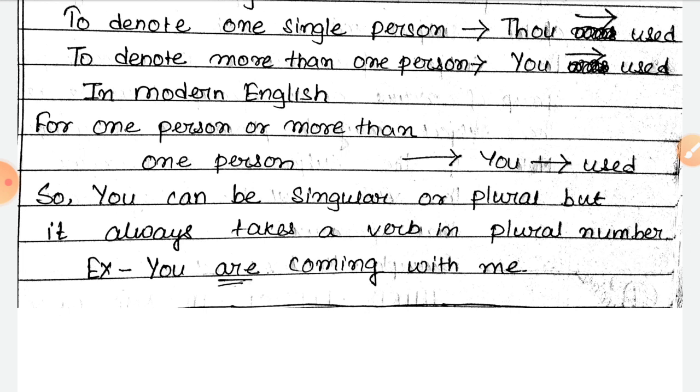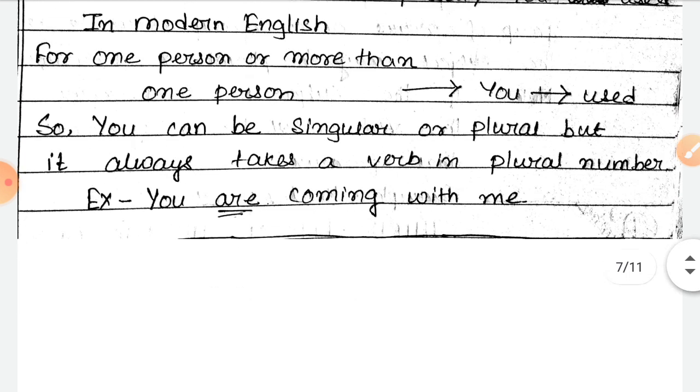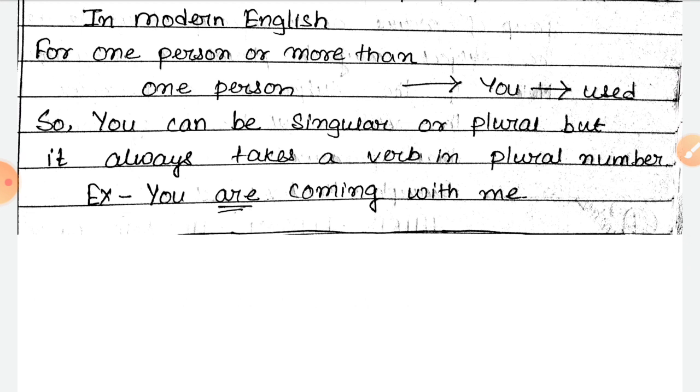You are coming with me. Okay, "you is" will never be there. It is "you are". Whether you are one person or four persons, you will always take "are". May you be one person or may you be plenty of persons, how many persons can be there when we are telling you? But the verb will always be plural. The verb will never be singular. For you, it will always be "you are". It will never be "you is".